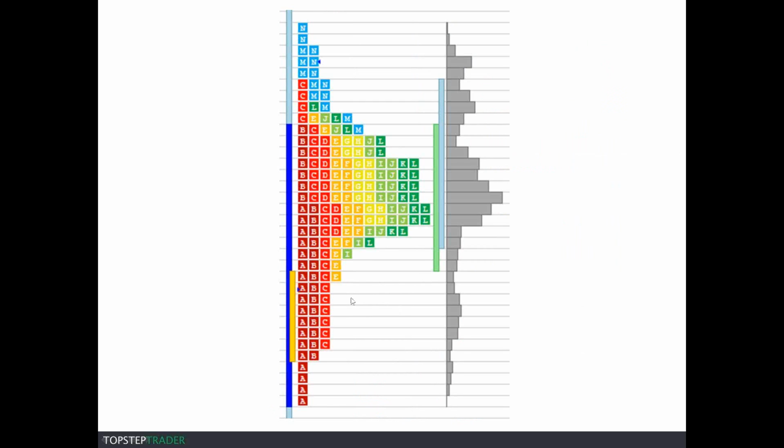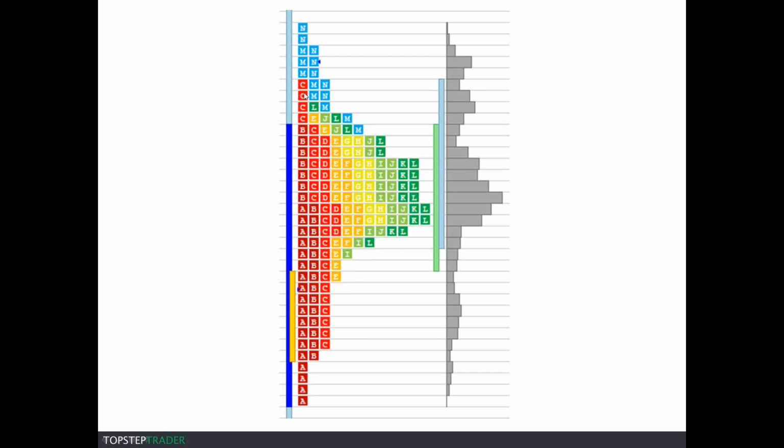So as this profile develops, you have the initial balance. At this point, the point of control is down here. Value is probably from here to here. As this profile develops, you can see the point of control moves up, value moves up, and you begin to see the extremes where the market has been accepted or rejected.